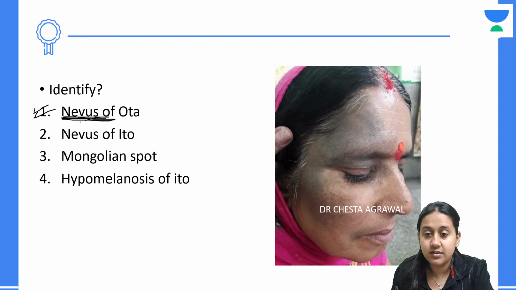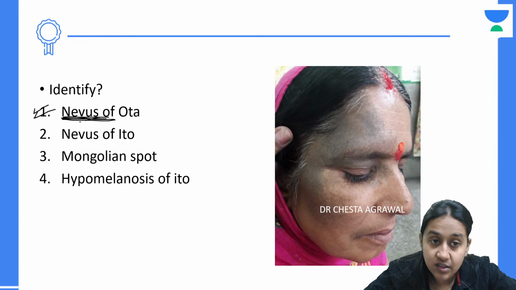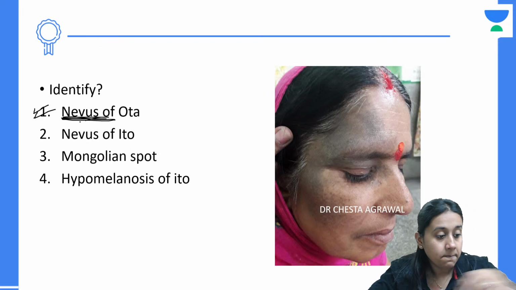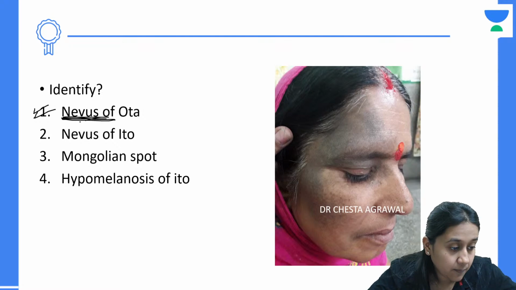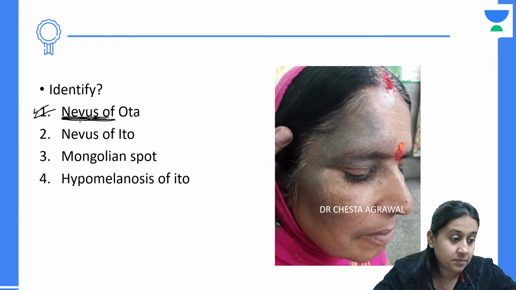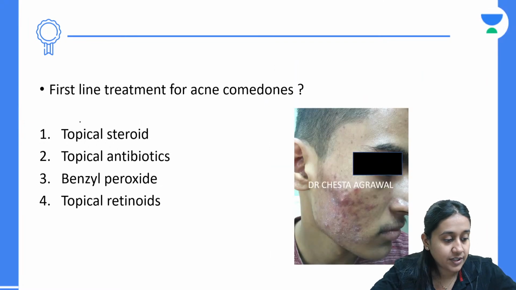What is nevus of Ito? It is a dermal melanin disease where the melanoblasts, the precursors of melanocytes, get prematurely arrested in the dermis and start proliferating there. The reason why they appear blue is because they are present in the dermis. Next question.